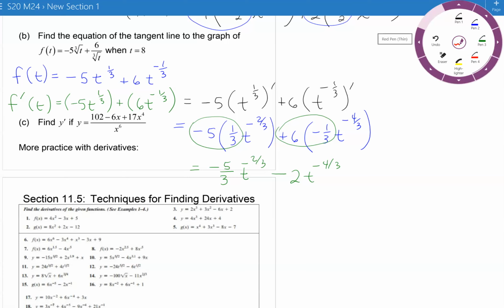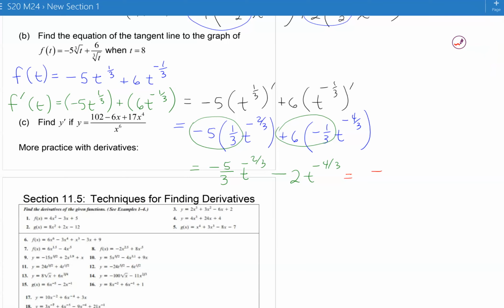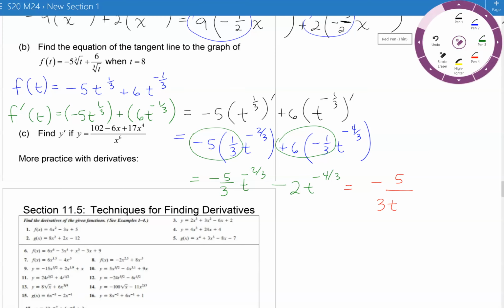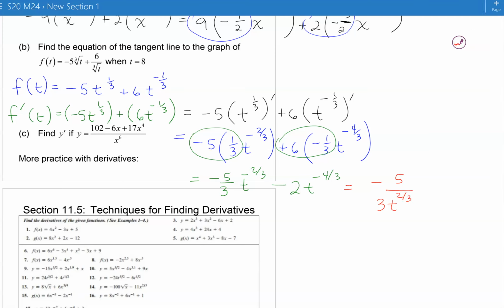And then write your answer without negative exponents. So negative 5 over 3t to the positive 2/3 minus 2 over t to the 4/3.